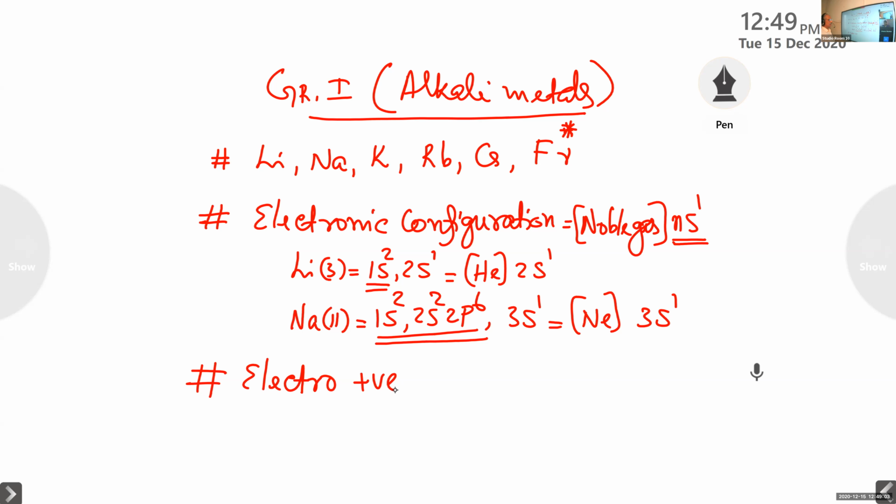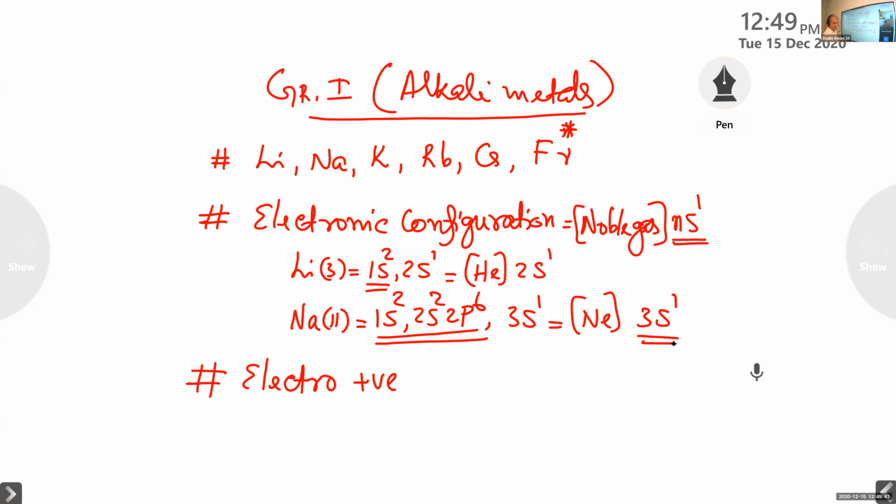We have seen that metals have a tendency to lose electron. All the metals have a tendency to lose electron with the formation of a positive ion or cation. If one electron is lost, then a plus one ion is formed. Unipositive ion is formed. If two electrons are removed, plus two ion, dipositive ion is formed. Now you come to the alkali metals.